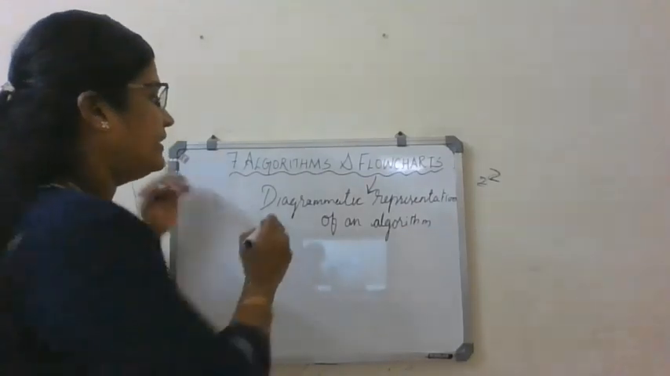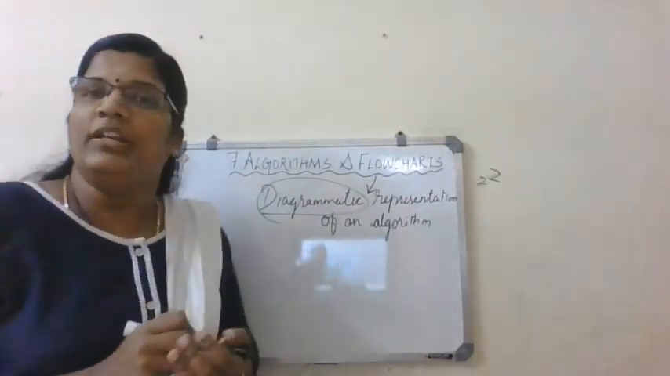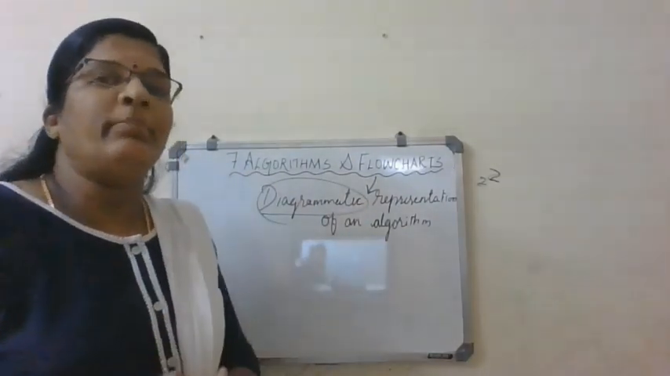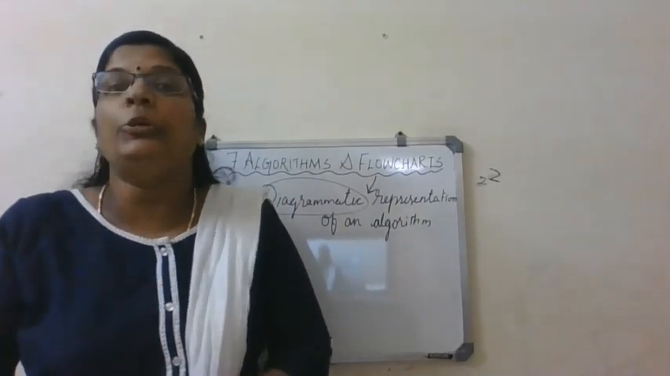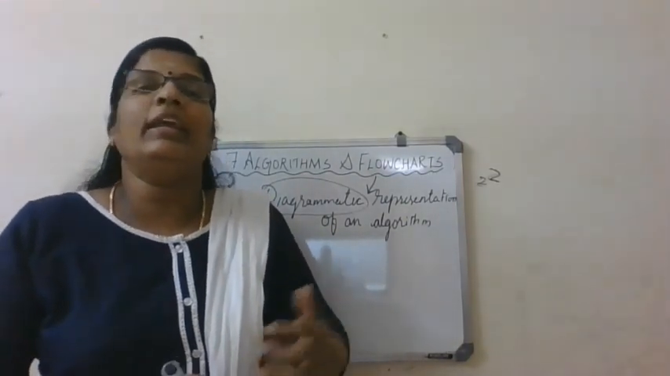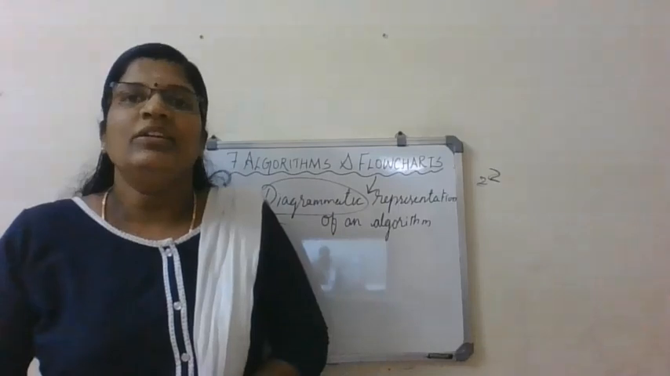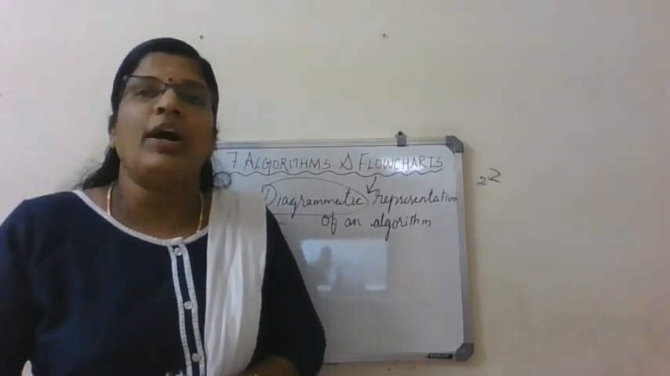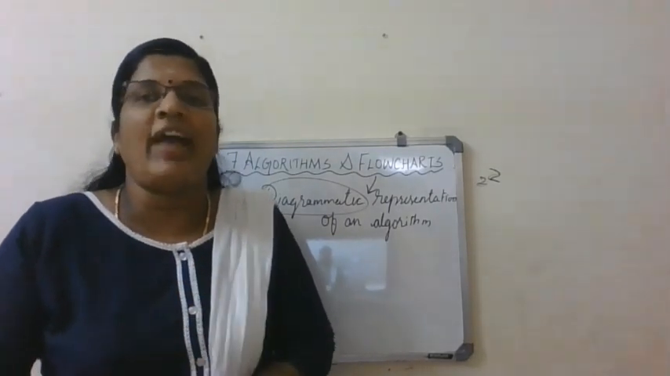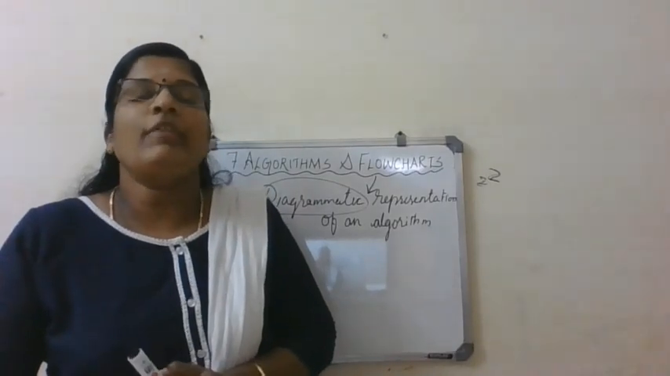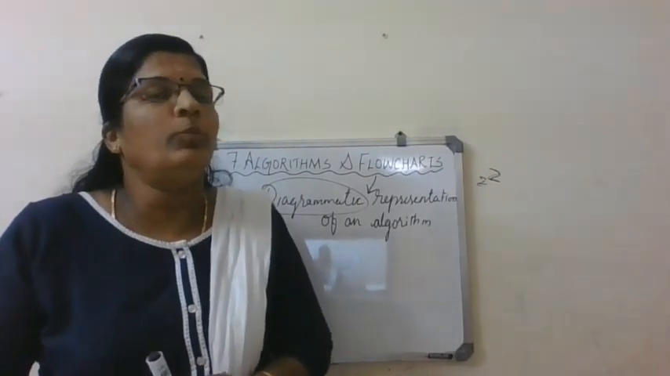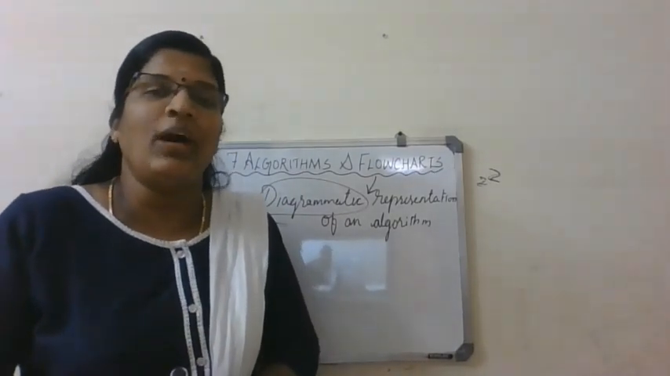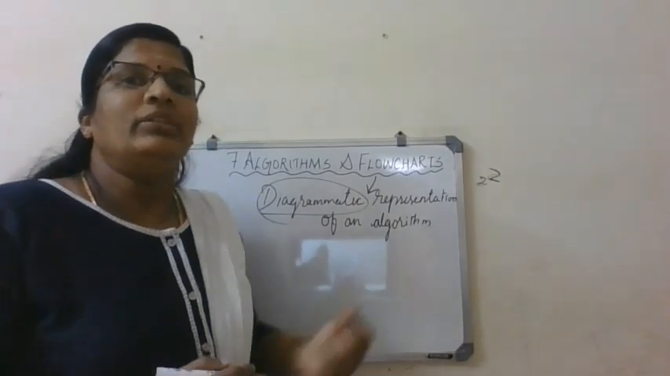As I said, it's a diagrammatic representation. What type of diagram we are going to make is the important thing in a flowchart. In a flowchart, we are using a set of diagrams. If you have a pen and paper or a computer notebook, you can make a note of the diagrams now.